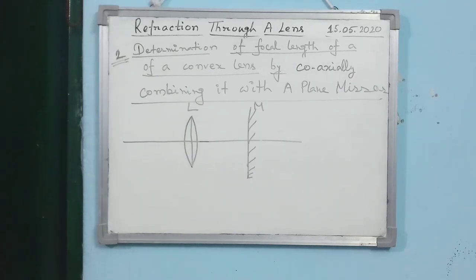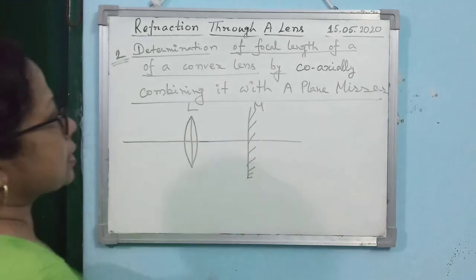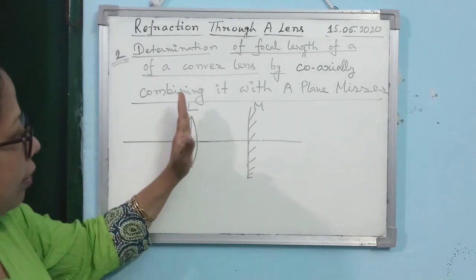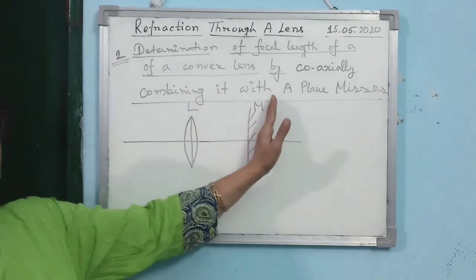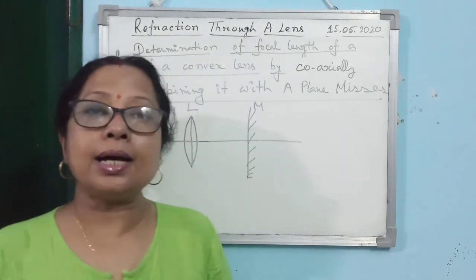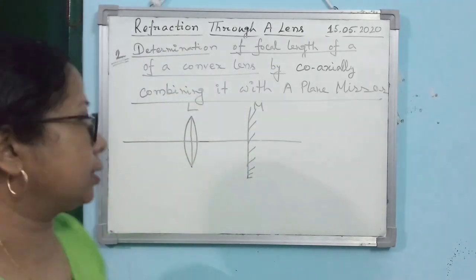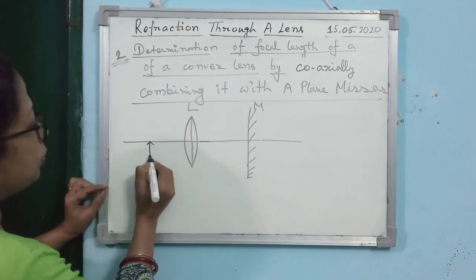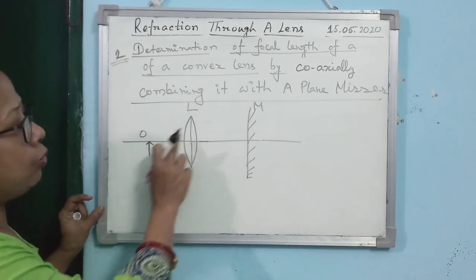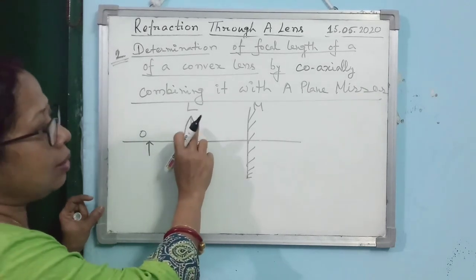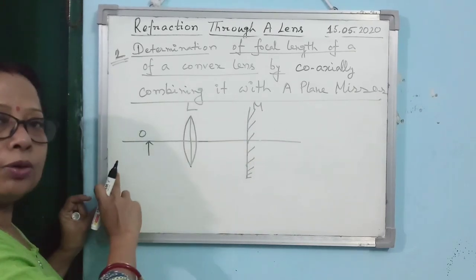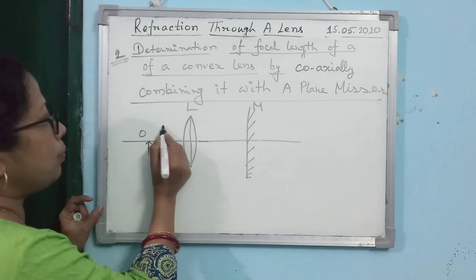Next is determination of focal length of a convex lens by coaxially combining it with a plane mirror. Here I have taken one lens and another plane mirror to measure the focal length of the lens. First listen to the steps of the method. Suppose you have kept one object O here. From the object O, the light will fall on the lens L, suffer refraction, then fall on the mirror, and ultimately an image will be produced.